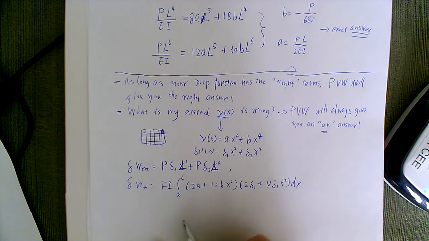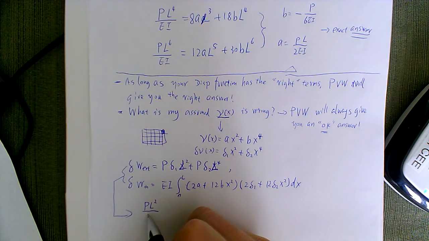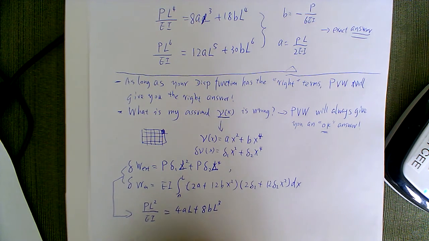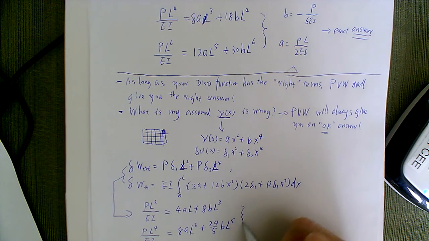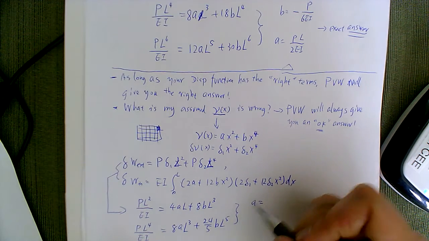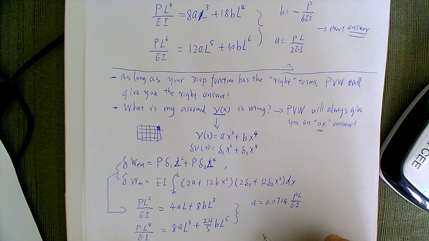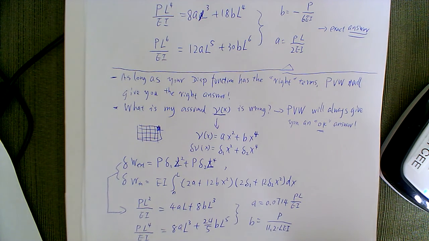I'm going to keep skipping here, but then finally, like those two guys, if you do the work just like we did before, you're going to have something like PL squared over EI on the right side, 4AL plus ABL third. And then you have another equation, PL fourth over EI equals 8AL third plus 24 over 5 BL fifth. Those two, if you solve it, you get A equals 0.0714 PL over EI. And then for B, you're going to have something like P over 11.2. Yeah, don't ask me how I got this, but anyway, I got it like that.